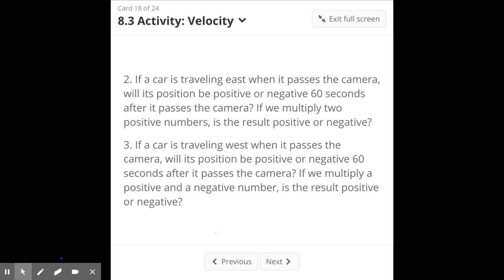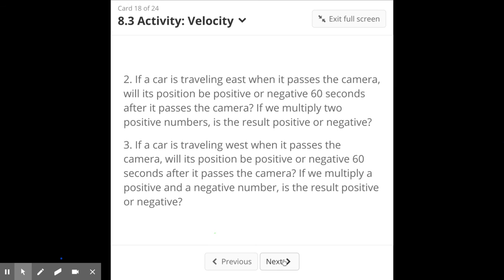If a car is traveling west when it passes the camera, will its position be positive or negative 60 seconds after it passes? It will be negative. That is because if we multiply a positive with a negative number, our result is going to be negative. You may want to write these two down. That's something to keep in mind. Positive times a positive is a positive. Positive times a negative is going to result in negative.